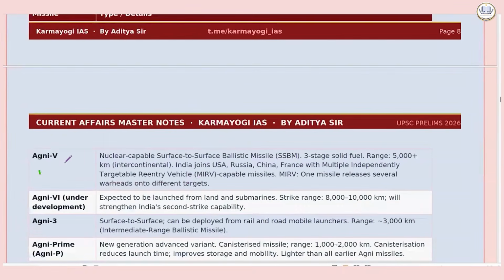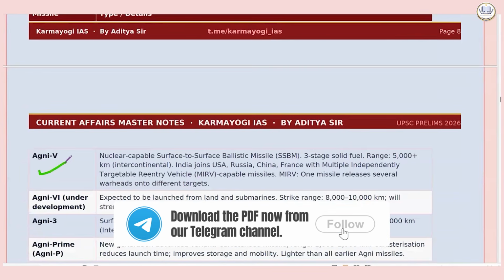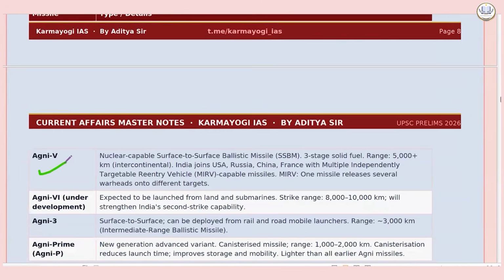Indian missiles in use, so Agni-V. It is nuclear capable. First of all, it is a surface to surface ballistic missile. There is 3-stage solid fuel. Range is 5,000 plus kilometers, intercontinental. India joins USA, Russia, China, France with multiple independently targetable re-entry vehicle capable missiles. MIRV: one missile releases several warheads onto different targets, that is called MIRV.